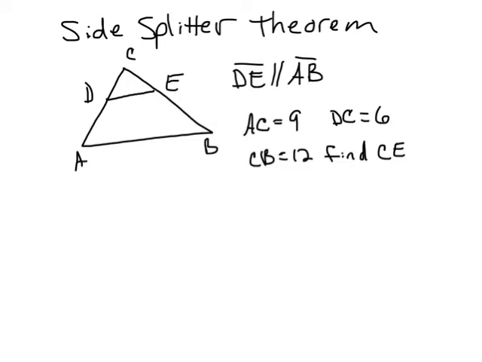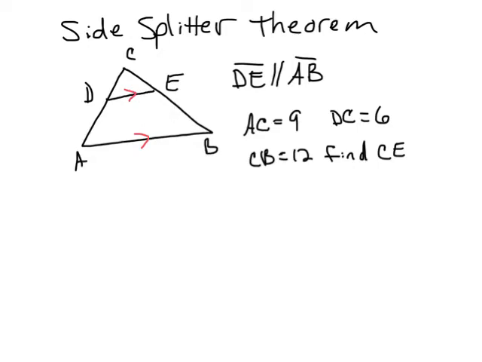What that's all about is if I have a triangle and I have a line segment that connects two sides of the triangle, and if that segment is parallel with one of the sides, so DE is parallel to AB, I can mark it like that, then the side segments are going to be divided up proportionally. And we can say that DC over DA is equal to CE over EB. So the two sides are proportional.